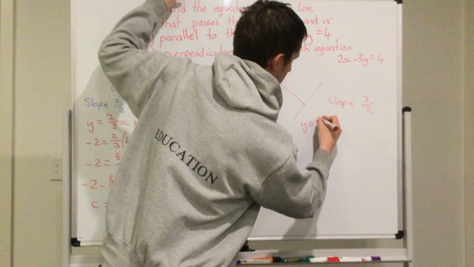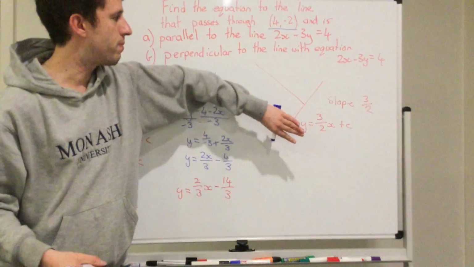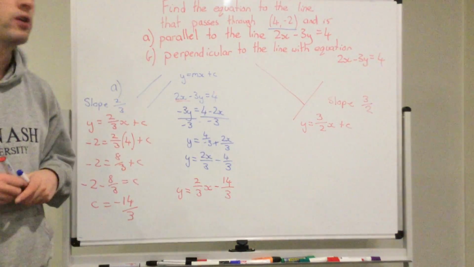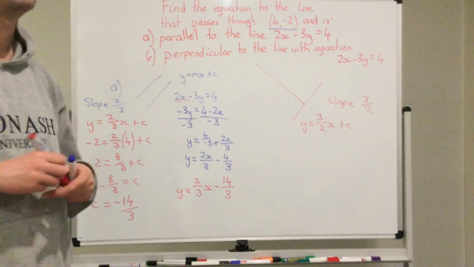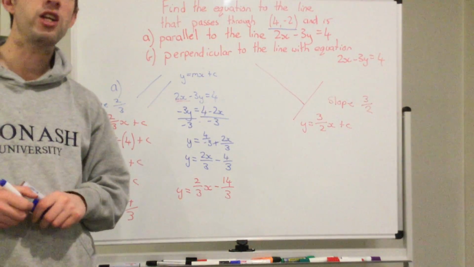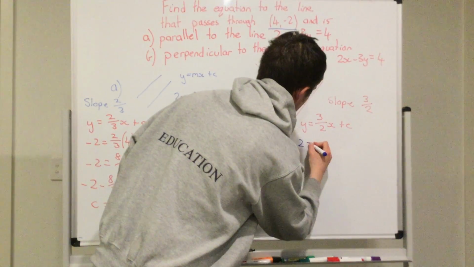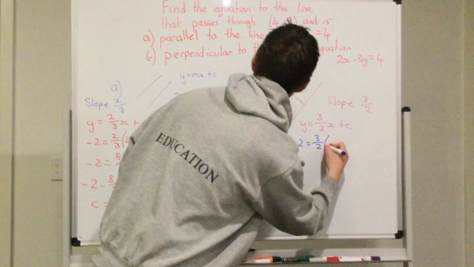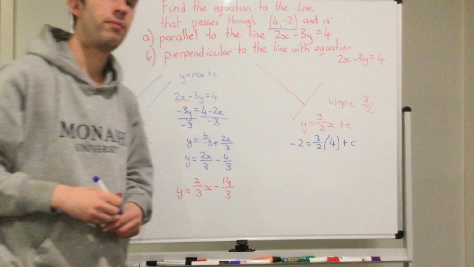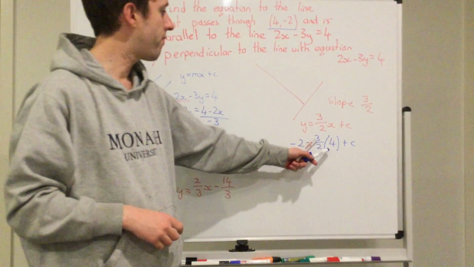Y equals 3 over 2x plus c. Because our line has been moved by 90 degrees, our c is going to be different. So we still need to find out what c is. It's still going through this point, so we can still substitute those values into the equation. So y is negative 2 equals 3 over 2x is 4 plus c. Now I've done this, I can then simplify this part.